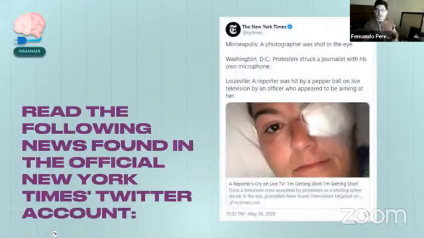In order to understand this, I am going to use some material that I took from the New York Times Twitter account. In this post, you can see the headlines of three different newspapers, and how newspapers have a very close connection with passive voice, okay? So here you have Minneapolis, Washington, D.C., and Louisville.